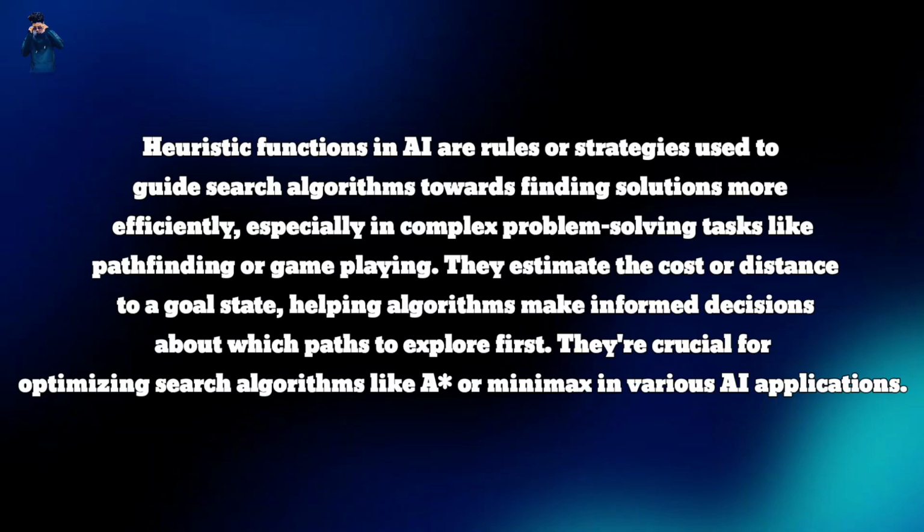Heuristic functions in AI are rules or strategies used to guide search algorithms towards finding solutions more efficiently, especially in complex problem-solving tasks like pathfinding or game playing. They estimate the cost or distance to a goal state, helping algorithms make informed decisions about which paths to explore first. They are crucial for optimizing search algorithms like A* or minimax in various AI applications.